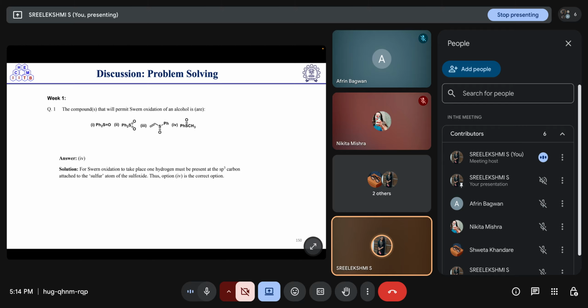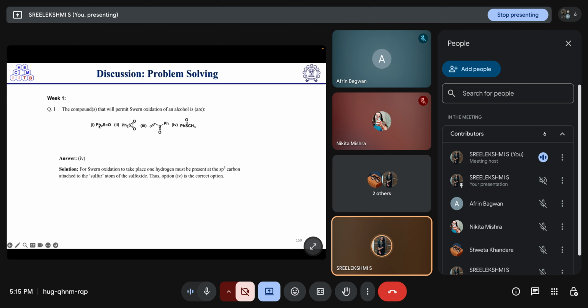mechanism of this reaction. That hydrogen will be taken by the base, and that will be shifted over, and that's how the rearrangement happens. I am not going into the mechanism, we have already seen it in the last classes. So that hydrogen plays a crucial role in the mechanism of the reaction. That's why only such sulfur compounds can participate or start this Swern oxidation reaction.